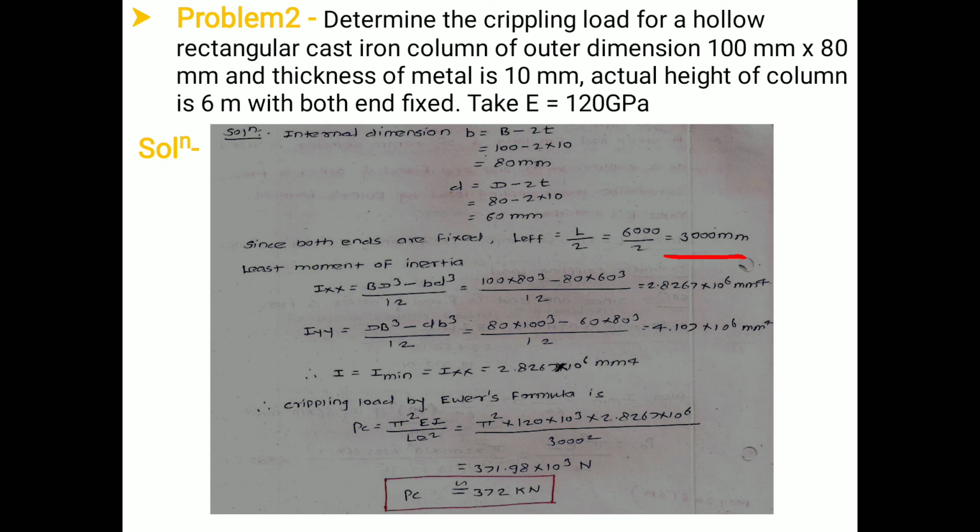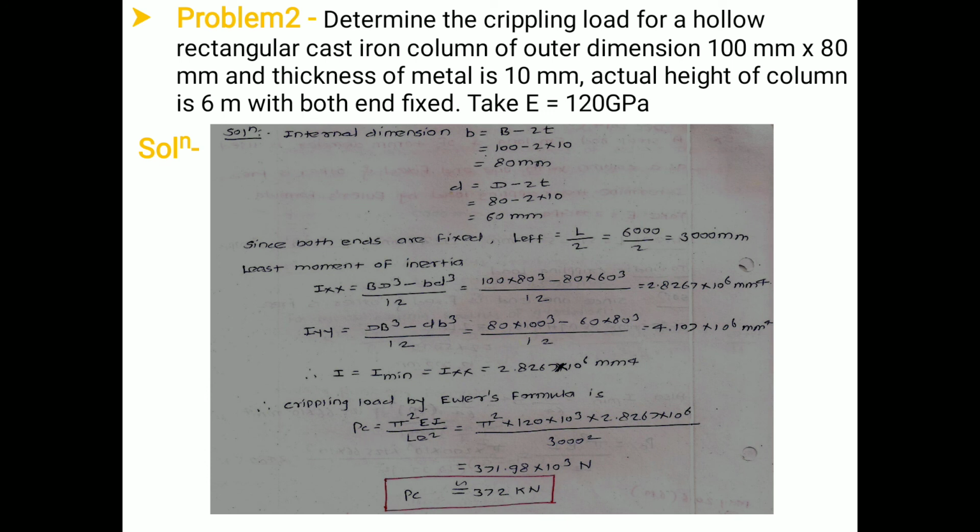After finding out the effective length, we are going to find out the value of least moment of inertia, because about that axis the buckling of column will take place. So we have to find out the least moment of inertia. For that purpose we will require to find out Ixx and Iyy, and out of these two values we are going to consider the minimum one. Okay, so first of all we will find out the value of Ixx. It is given by capital BD cube by 12 minus small bd cube by 12.